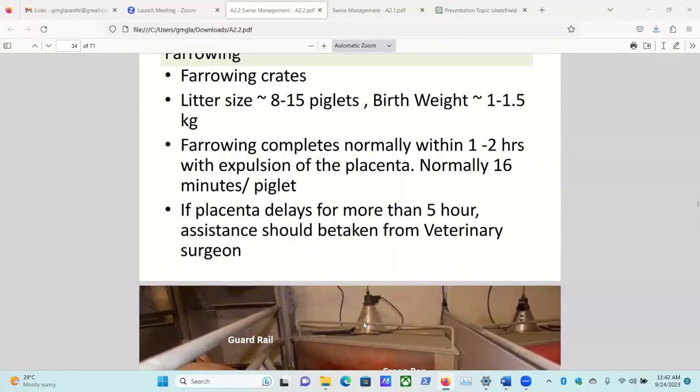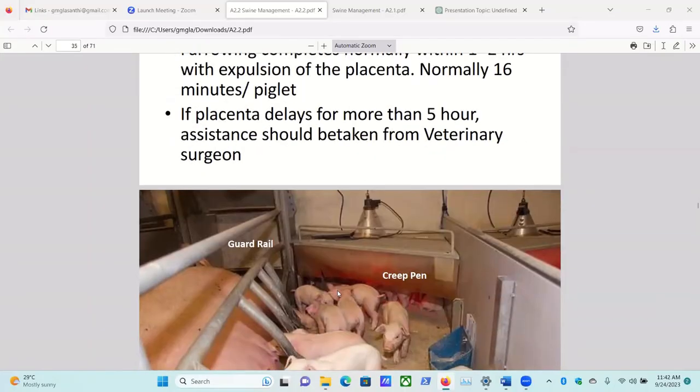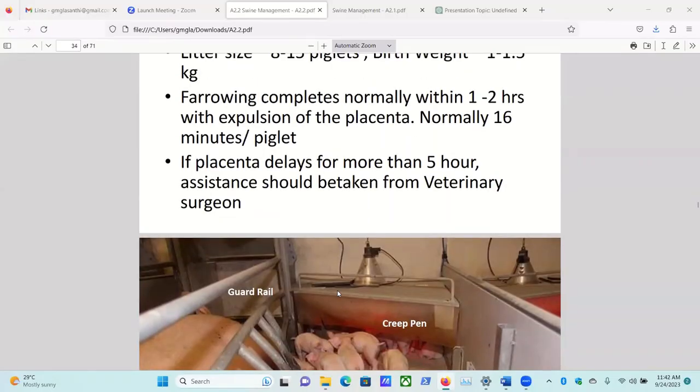Right? So normally, the litter size of the piglings will be between 8 to 15. And the birth weight of the pigling should be 1 to 1.5 kilograms. Normally, the farrowing will be completed within 1 to 2 hours. And it ends after releasing the placenta.